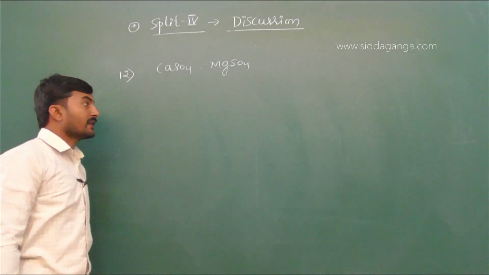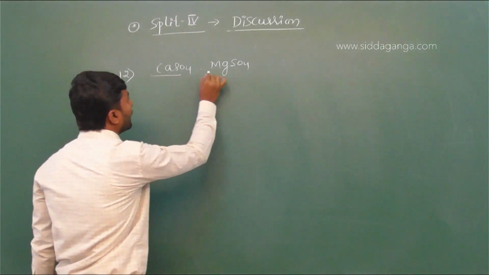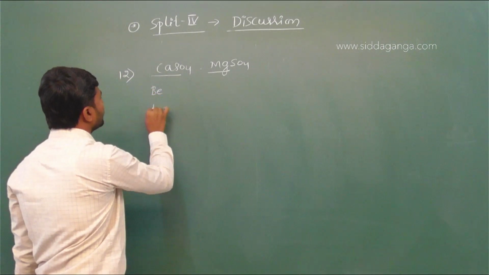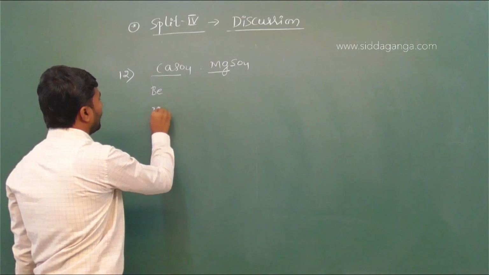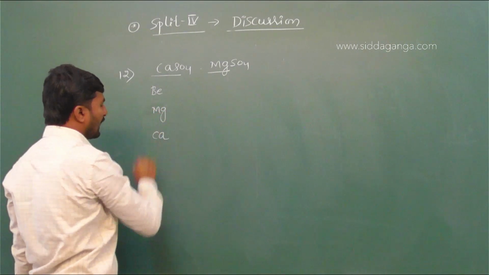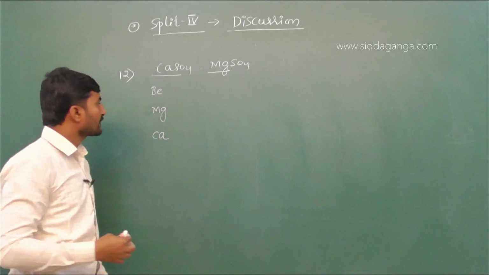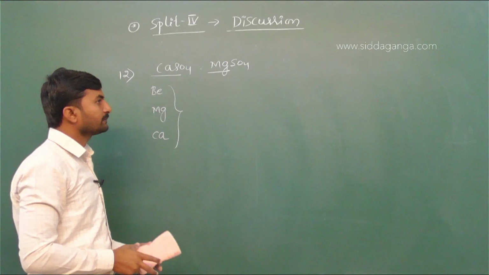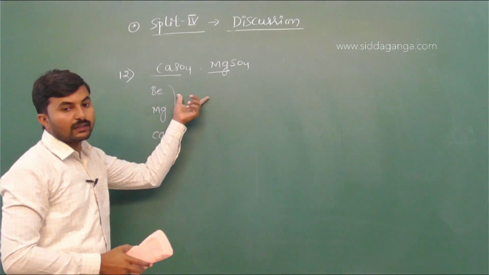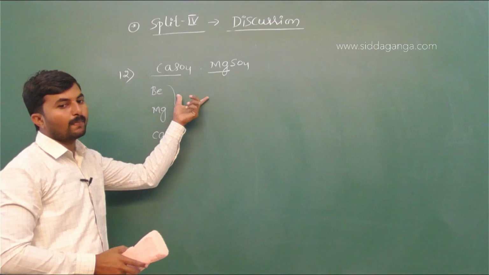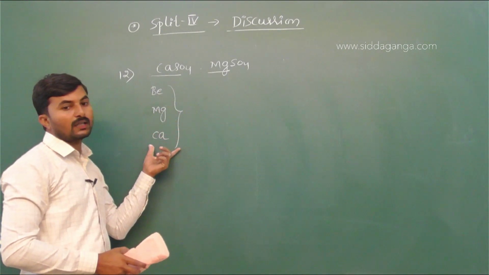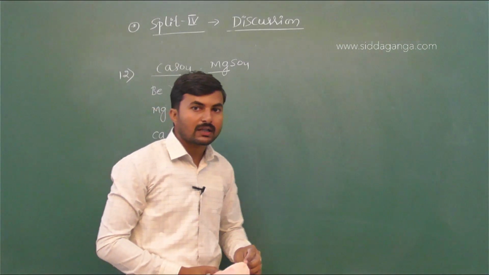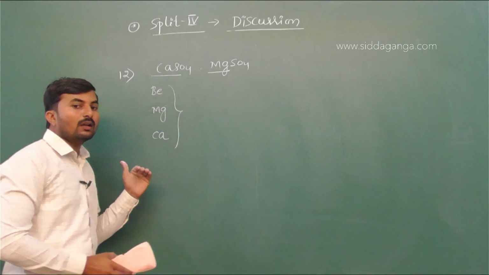According to the concepts, as we move down the group, beryllium, magnesium, calcium, barium, like this, what happens? The solubility of the alkaline earth metals is going to decrease. The solubility of alkaline earth metals decreases when we move down the group.